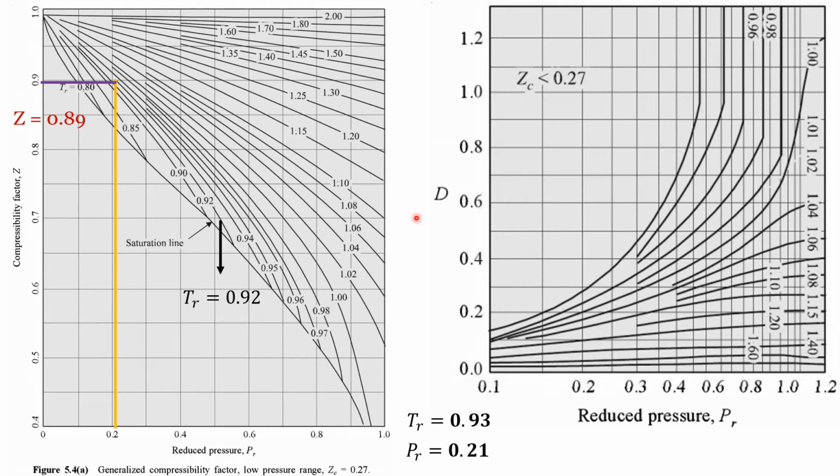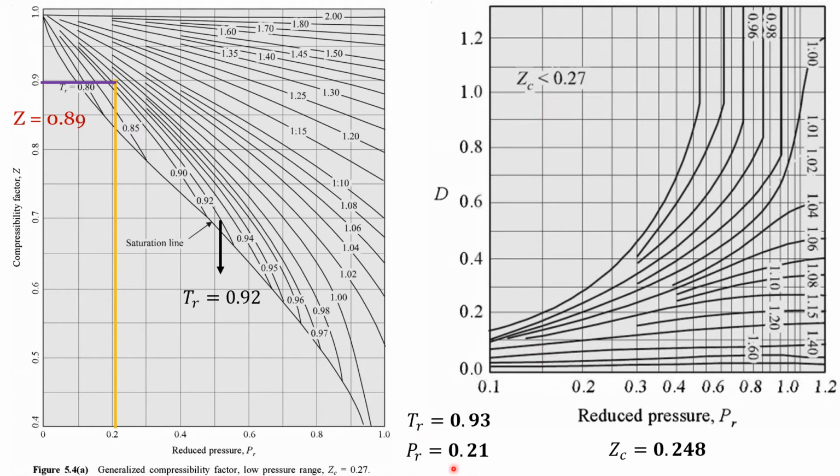Now we can estimate the value of deviation factor. So in the problem, compressibility factor is given, that is 0.248, which is less than 0.27. So basically in this case we have two charts. If ZC is less than 0.27, then we can read the value of D from this chart, else we have different charts where ZC is greater than 0.27.